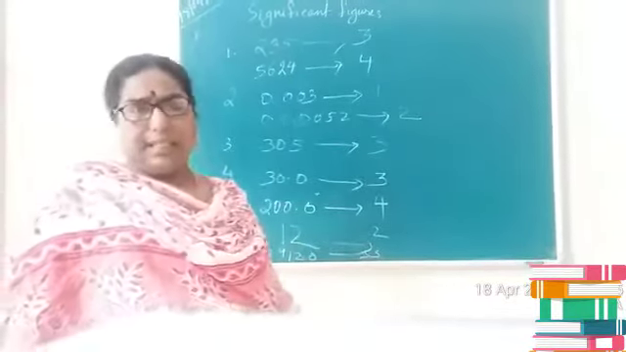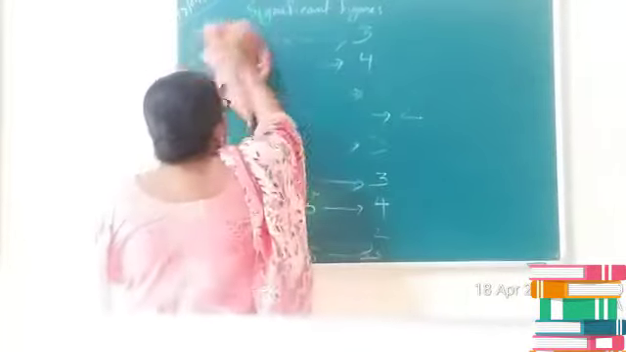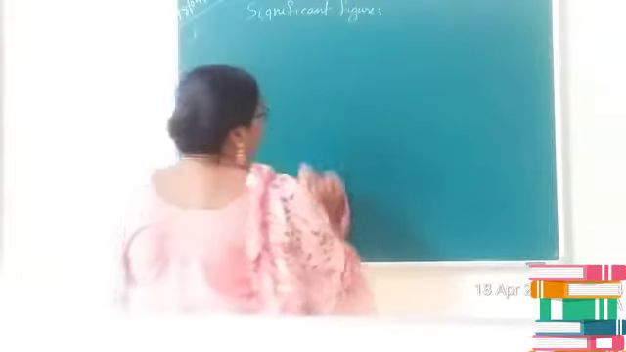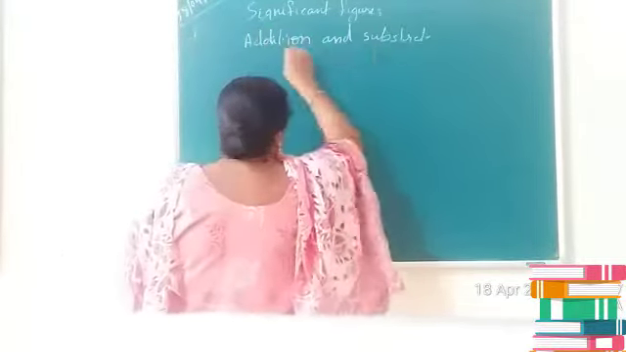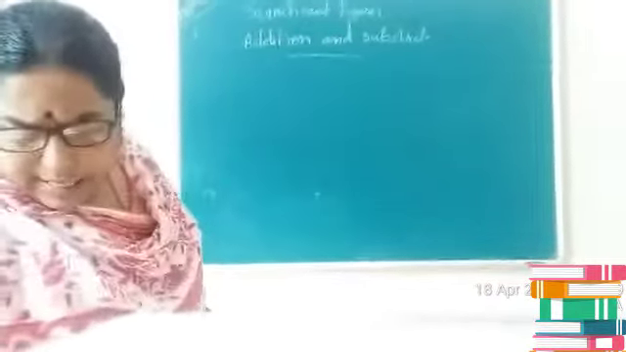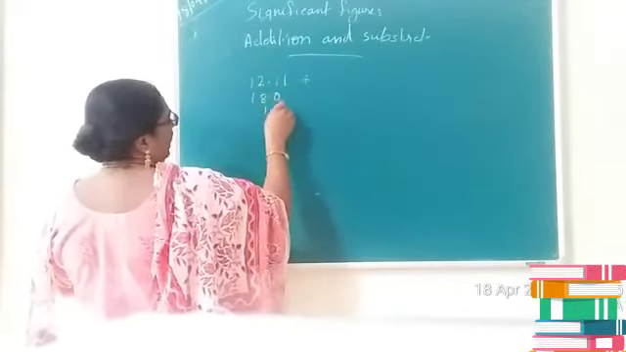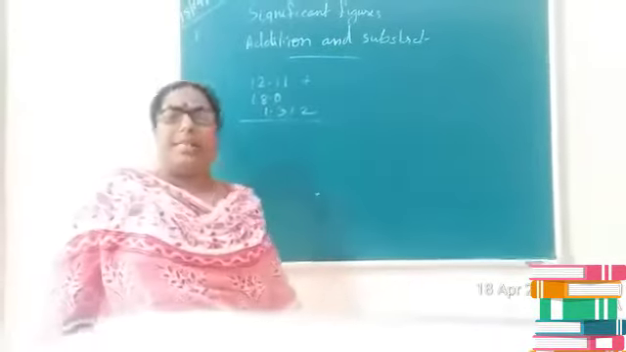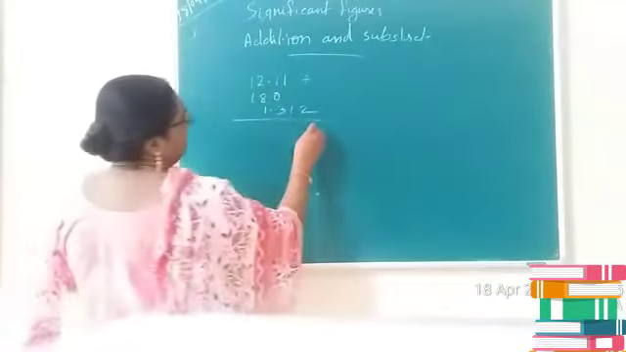Now let us consider how we can apply these significant figures in mathematical operations, particularly addition, subtraction, multiplication and division. First let us consider the case of addition and subtraction. Just consider a question: 12.11 plus 18.0 plus 1.312. It is asked to find out the sum of these three numbers and find out the number of significant figures. So first let us take the sum.